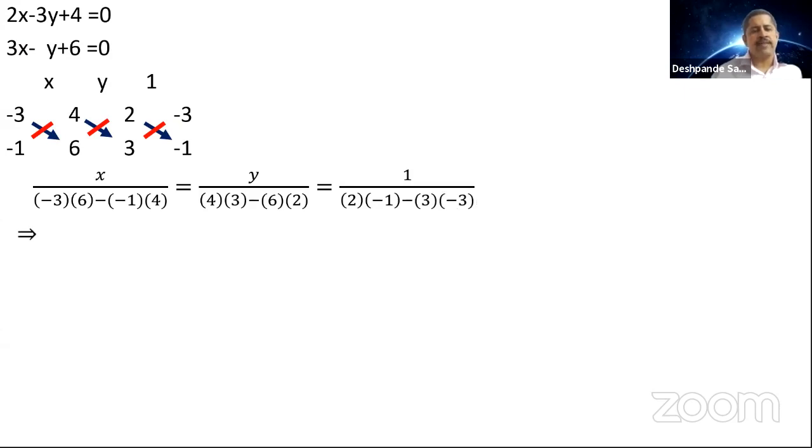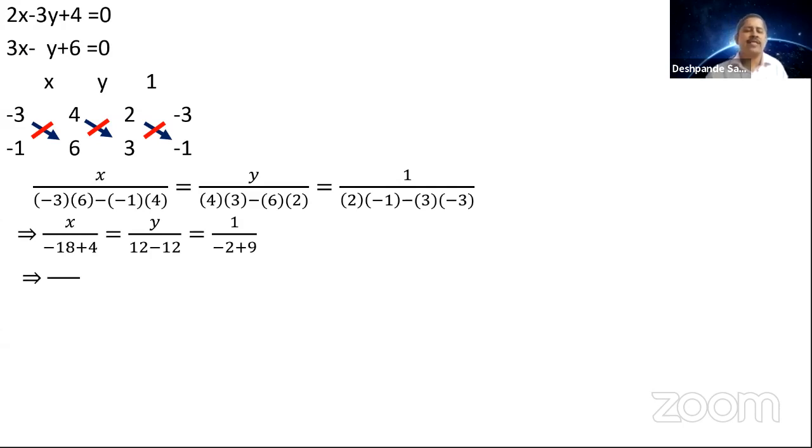So when you simplify this, you get x by -18 plus 4, y by 12 minus 12 is equal to 1 divided by -2 plus 9. So you get x by -14, y by 0 is equal to 1 by 7.